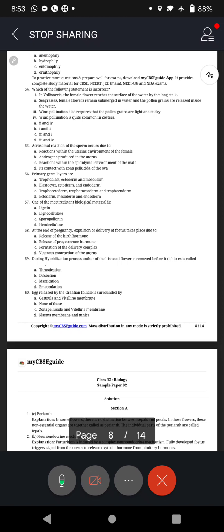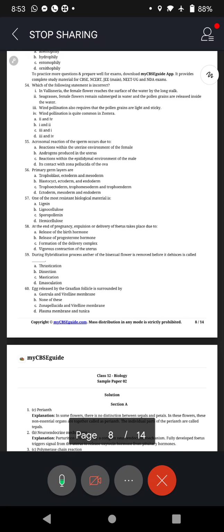Question number 59. During the hybridization process, the anther of the bisexual flower is removed before dehiscence is called. Before it dehisces means dehiscence removal. A, trastication, B, dissection, C, mastication, D, emasculation. See, we are talking of anther being removed, and you know anther is the male reproductive organ.